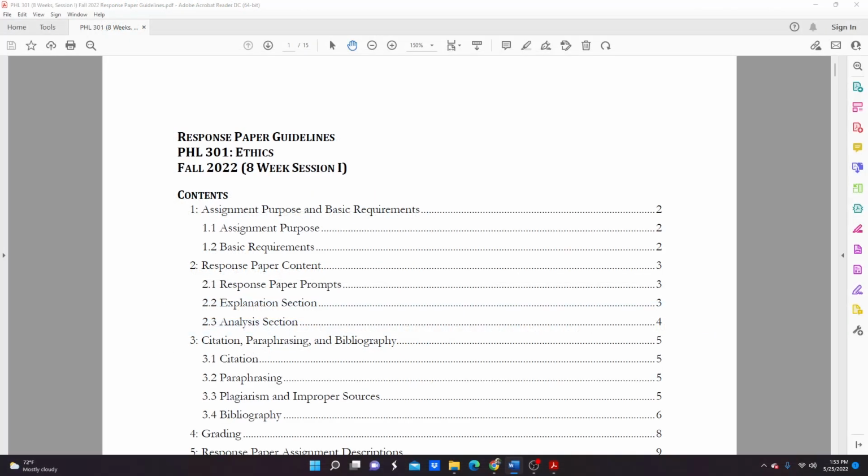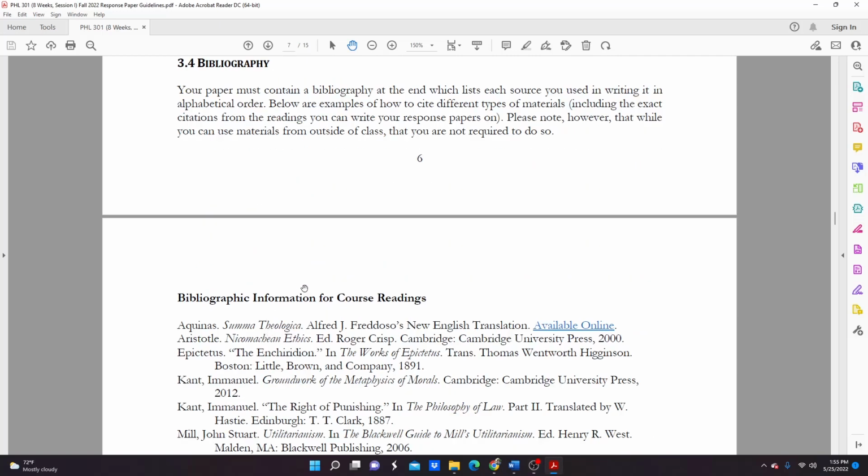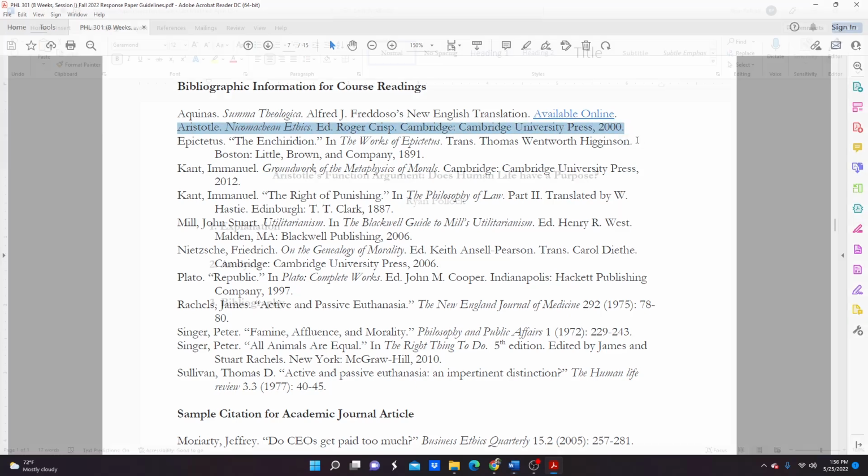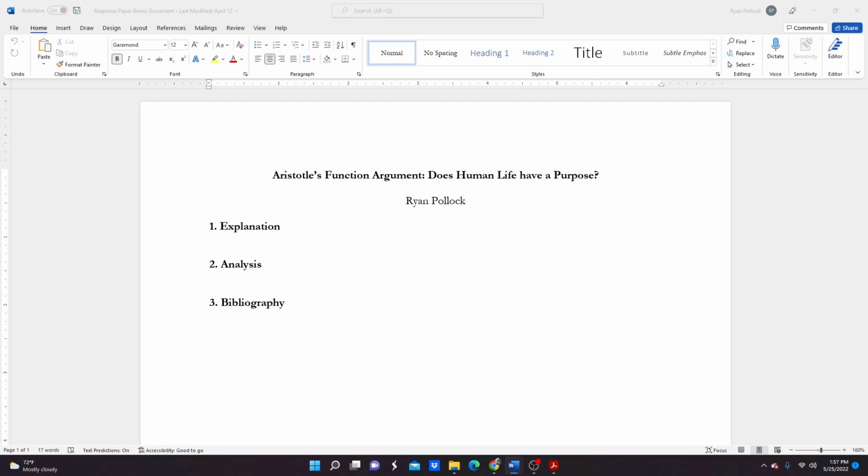Because we do not have a textbook, and because all readings are posted online to Moodle, you might wonder how you can find out the bibliographic information for the readings. To make this easier, I have listed that information on the Response Paper Guidelines document, so you can simply go to section 3.4. Here you'll find the citation information for every reading. Then you can simply copy the information that you need, and then paste it directly into the bibliography section of your paper.